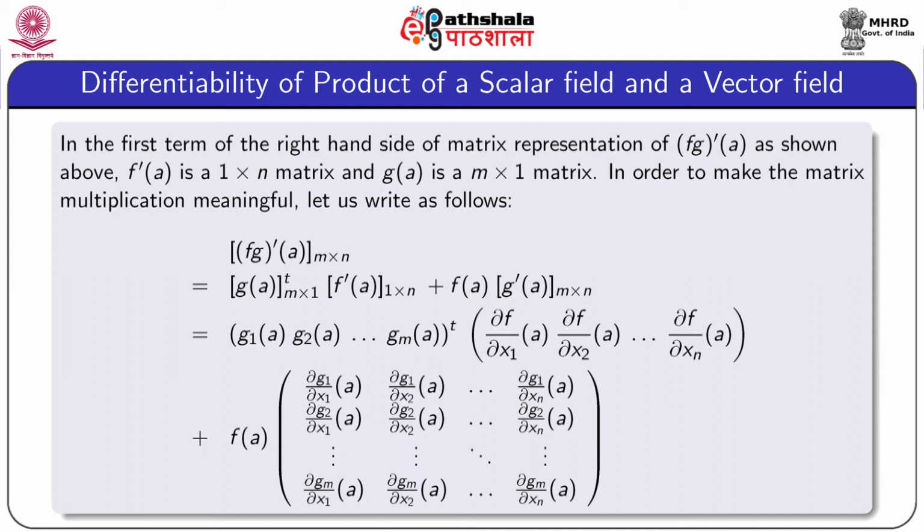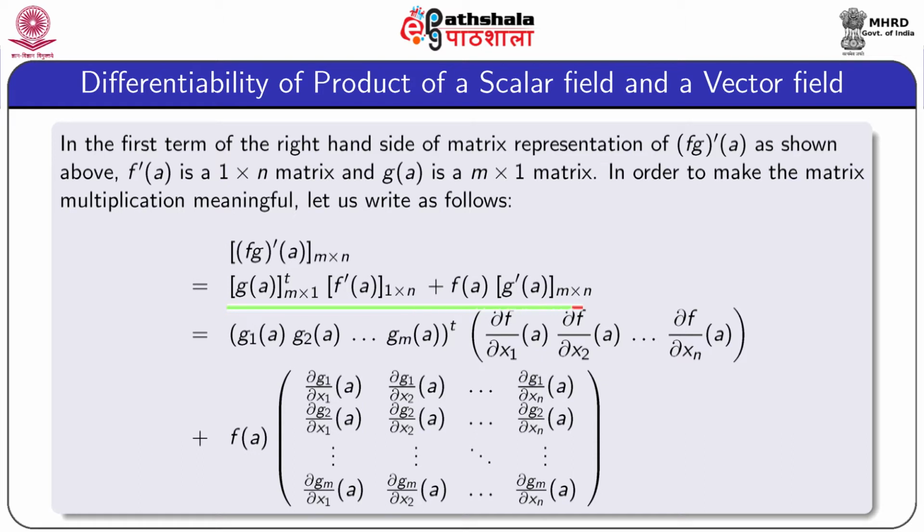In the first term of the right hand side of the matrix representation of (fg)'(a), as was shown, f'(a) is a 1 by n matrix and g(a) is an m by 1 matrix. So, in order to make the matrix multiplication meaningful, we write it as follows. (fg)'(a) will be given by an m by n matrix. So, we write it as sum of two matrices. First one, g(a) transpose, which is a matrix of size m by 1, multiplied with f'(a), which is a matrix of size 1 by n.